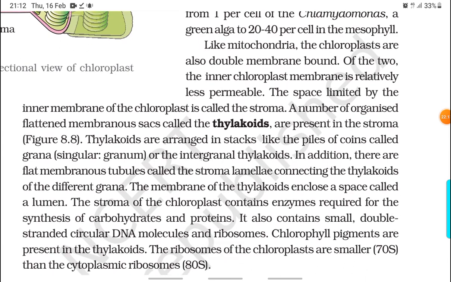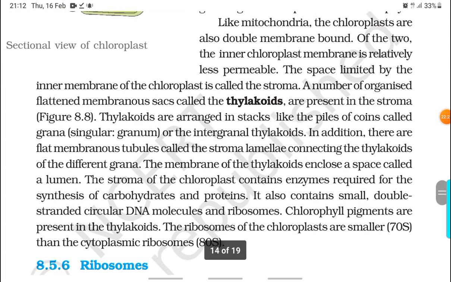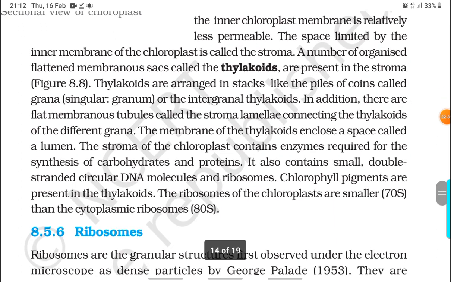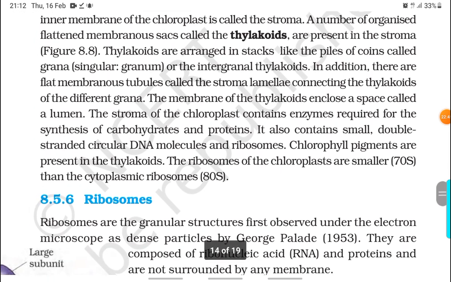Of the two, the inner chloroplast membrane is relatively less permeable. The space limited by the inner membrane of the chloroplast is called the stroma. A number of organized flattened membranous sacs called thylakoids are present in the stroma. Thylakoids are arranged in stacks like piles of coins called grana, singular granum, or the intergranal thylakoids. In addition, there are flat membranous tubules called the stroma lamellae connecting the thylakoids of different grana.